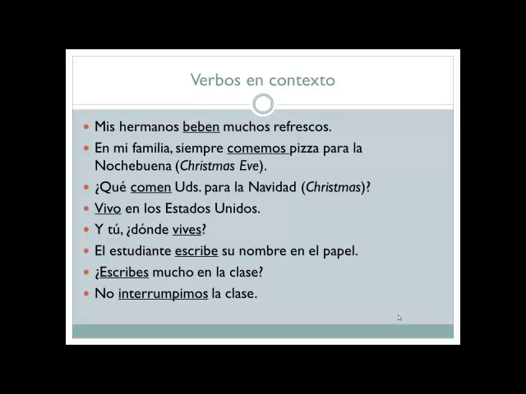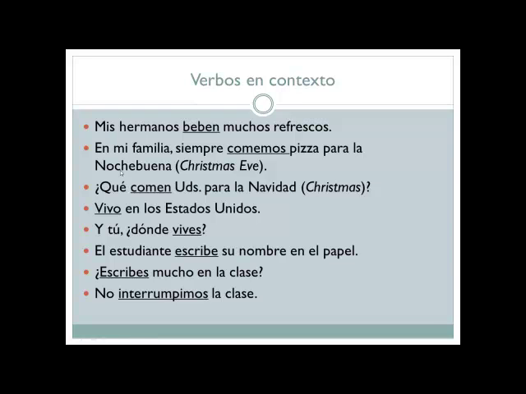So let's look at these verbs in context, verbos en contexto. Mis hermanos beben muchos refrescos. So here we use the en ending because mis hermanos is third person plural, so we use that ellos form.